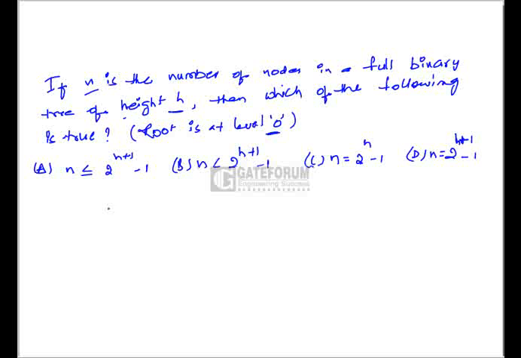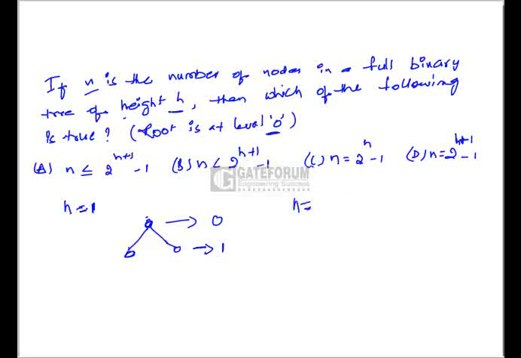Let us take an example. If height is 1, then the root is at level 0. So let us say this is the root, and the tree is a full binary tree. If height is 1, this is the root and it is present at level 0, and this is level 1. So this is the tree. Here the number of nodes is 3.